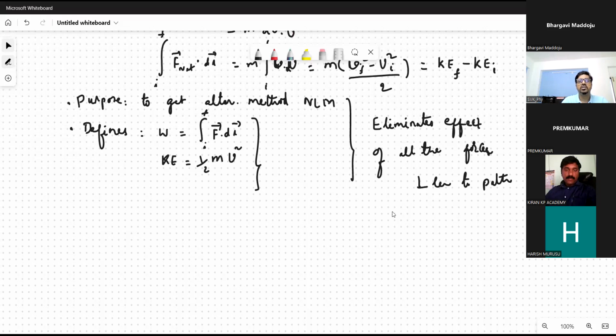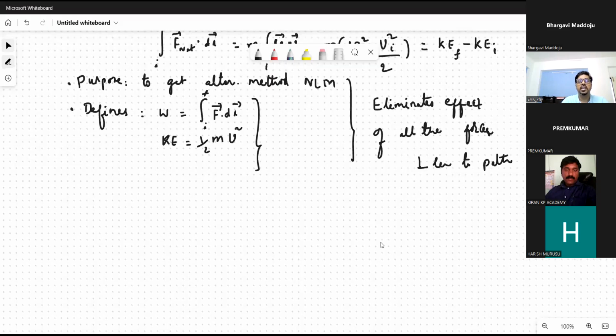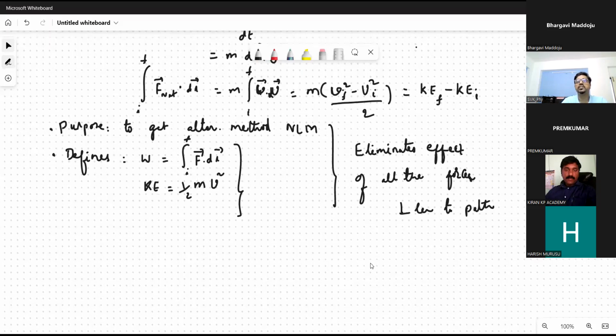Now that a little bit of theory has been given, I really want you to appreciate why this method has come. Why study work done? What is the purpose of defining work? What is the purpose of defining kinetic energy? Later the concept of mechanical energy comes in, and then you have other forms of energy: electrical, thermal, mechanical, chemical, electromagnetic energy. All those things will come later.